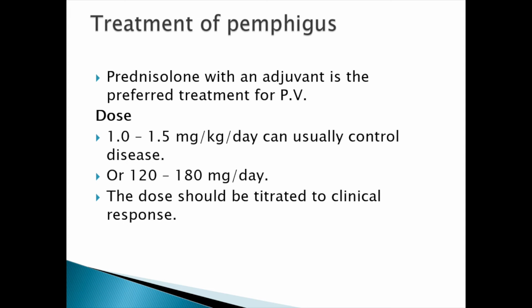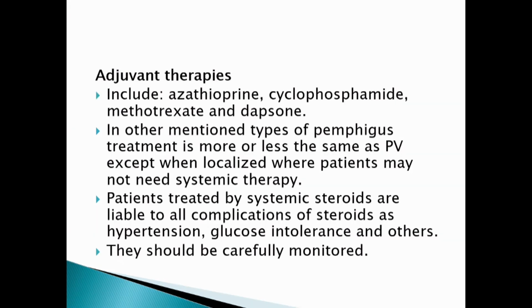Pemphigus is a very serious condition, and we have to use a life-saving medication. Here, the life-saving medication is prednisolone. We use it in a dose of 1 to 1.5 milligram per kilogram body weight per day, or 120 to 180 milligrams per day. We start with this very high dose, and then we go slowly down. We diminish our dose according to the clinical response.